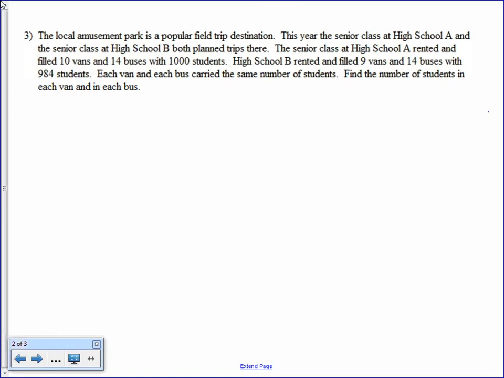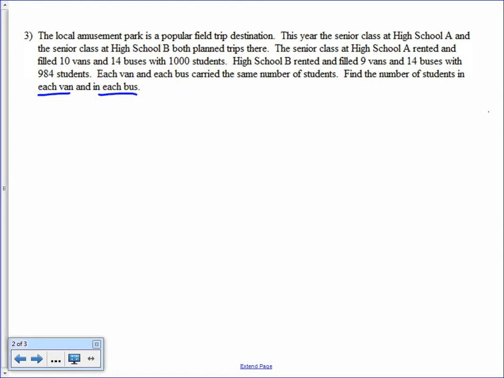The senior class at high school A rented and filled 10 vans and 14 buses with 1,000 students. B rented and filled 9 vans and 14 buses with 984 students. Each van and each bus carried the same number of students. Find the number of students in each van and each bus. So the question is, how many fit in the van and how many fit in the bus?